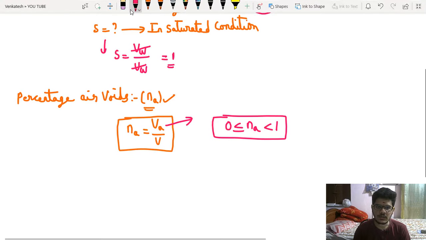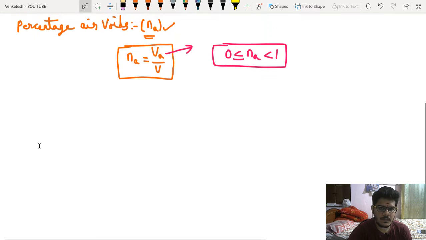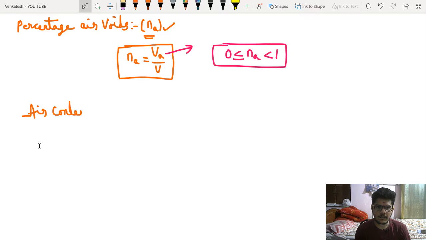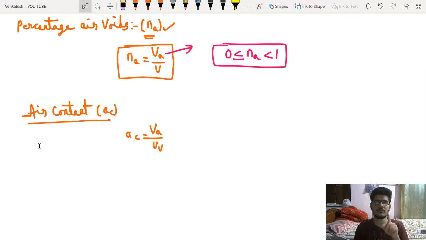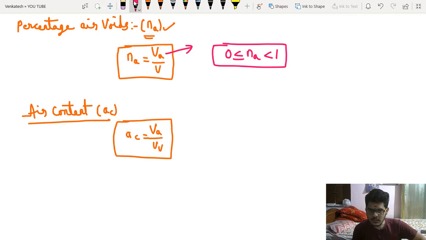Now we will discuss another definition, that is air content. It is denoted by A suffix C. A suffix C is equal to Va by Vv. So the minimum and maximum limits will be 0 less than or equal to Ac less than or equal to 1.